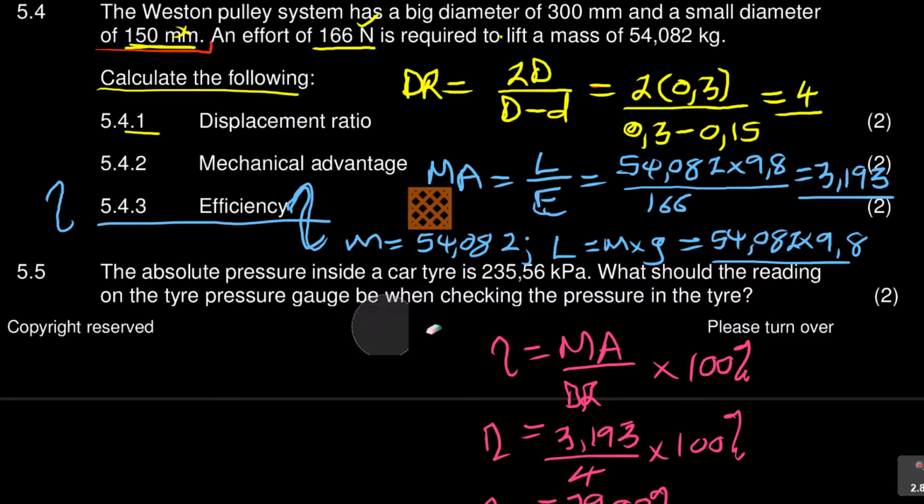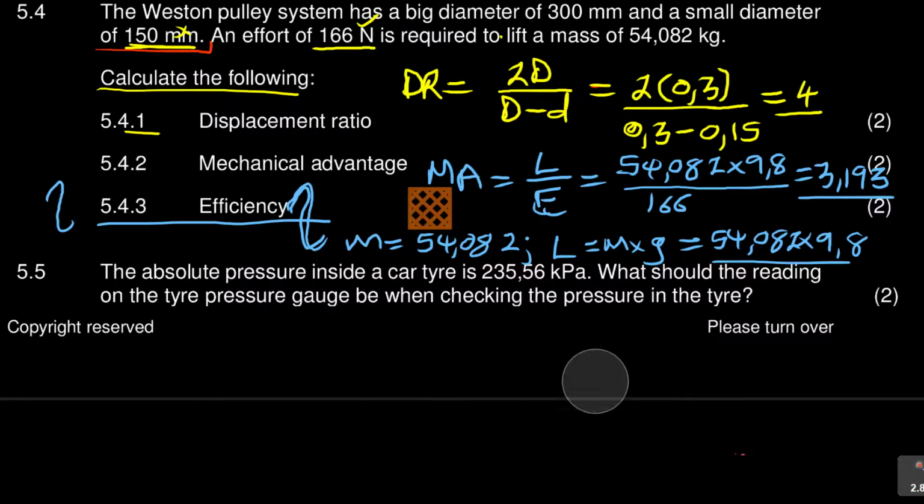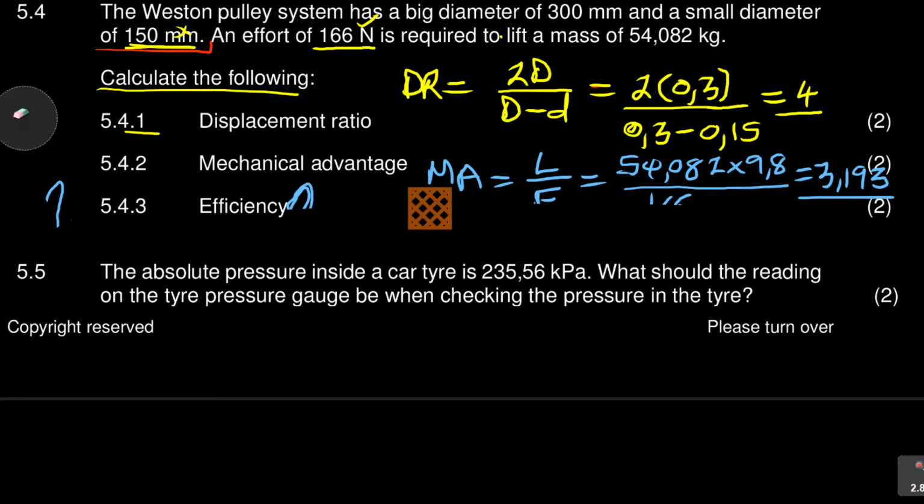We are looking at question 5.5. All right, it's 2 marks. The last question here, I want to work on to the bottom. It says the absolute pressure inside the car tire is that. What should the reading on the tire pressure gauge be when checking the pressure in the tire? Let's repeat again. The absolute pressure, P abs, inside the tire is that, and then the reading on the pressure gauge is the gauge pressure.